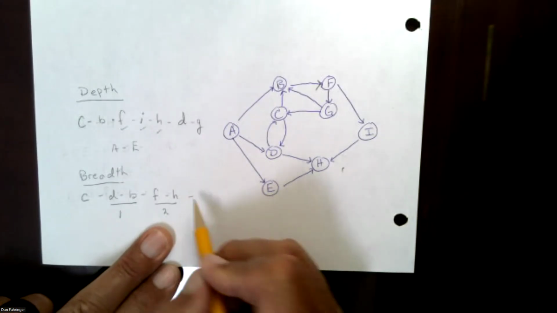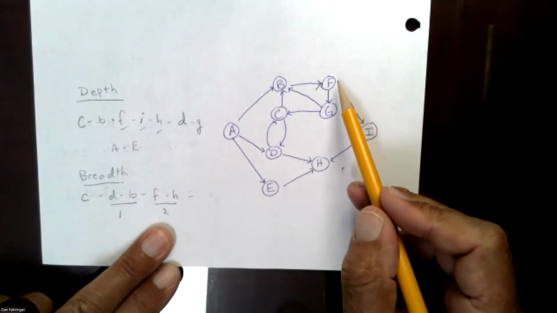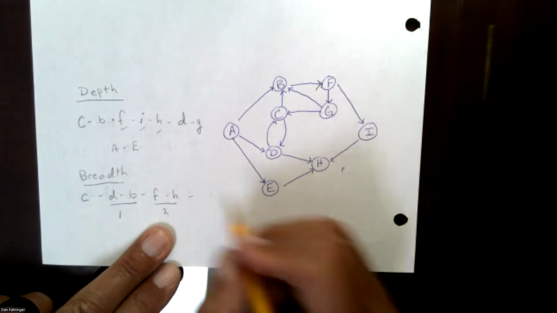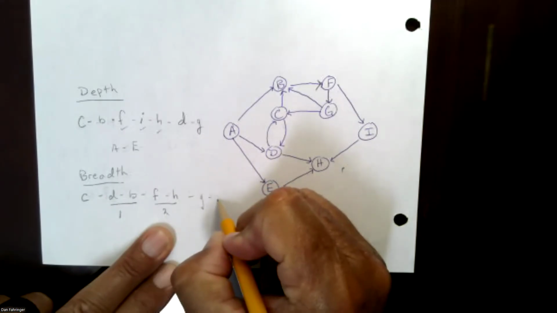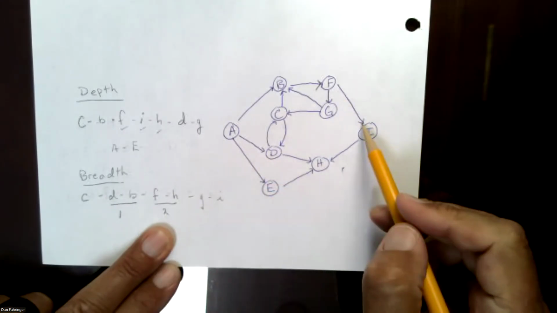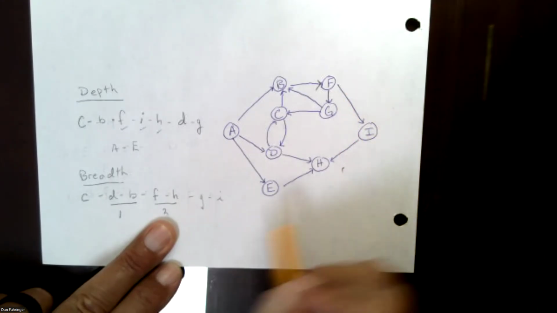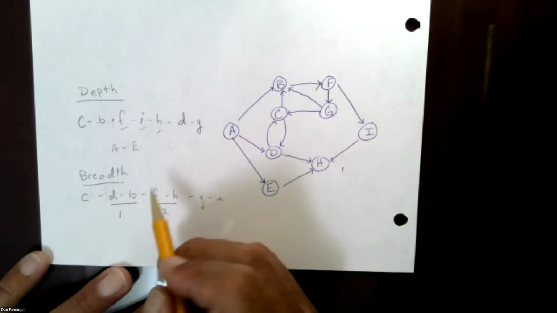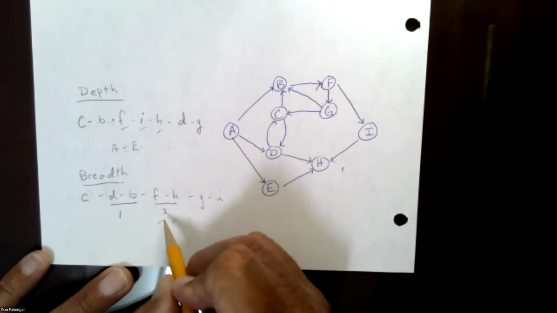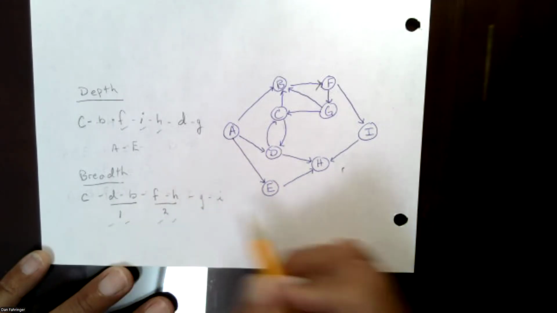All right, so now I'm going to check here. Where does F go? F goes to G. F goes to I. Okay, where does H go? H doesn't go anywhere. So working backwards, took care of H, took care of F. I already did D and B.